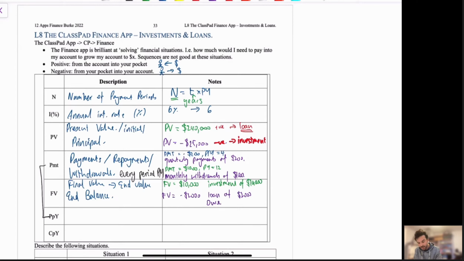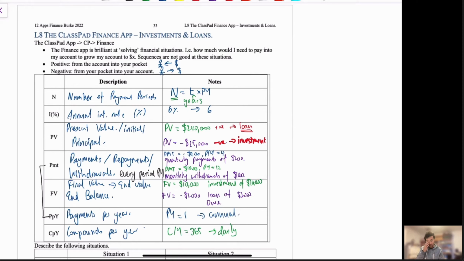Okay, now the last two are pretty straightforward. We've been through the really tricky ones now. Payments per year and compounds per year. And this is pretty straightforward. If I want a compound per year of 365, that's daily. If I want an annual payment, I'll just make it 1.